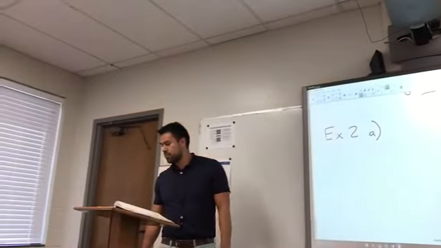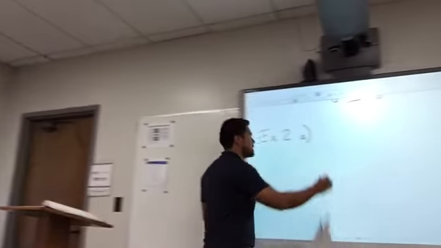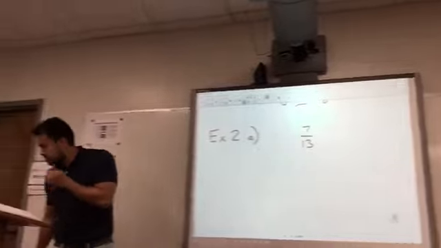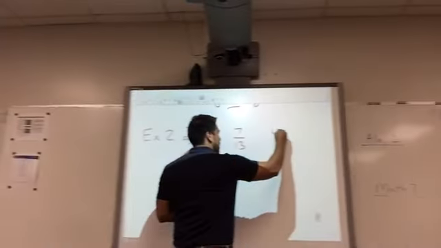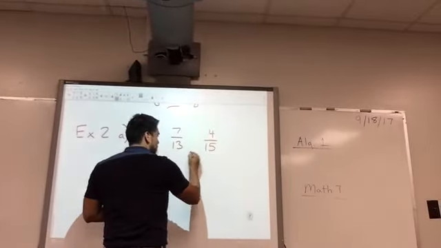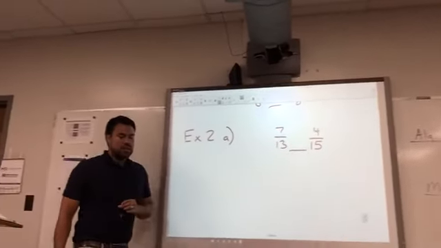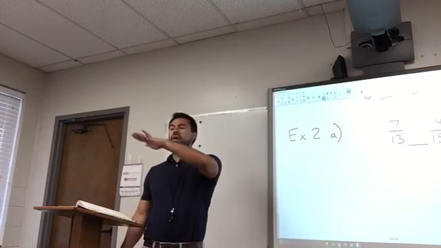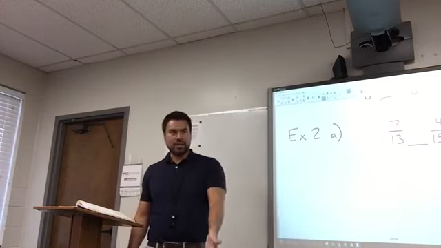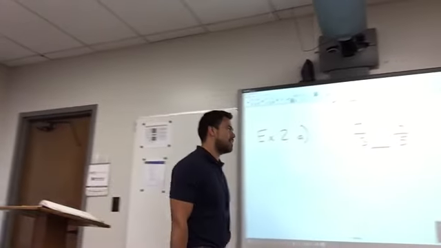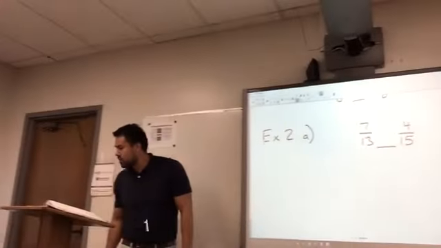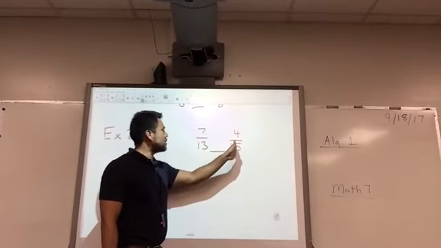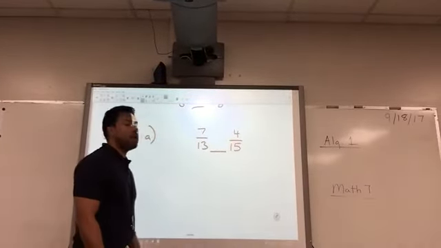So example 2, A, 7/13 compared to 4/15. Guys, there are multiple ways to work these problems out. We looked at last year a few ways of doing it, but here's a way you can always do it, and you can always get it right. Okay? So here's the way to do it, and make sure I have the correct signs. Is 7/13 greater than or less than or equal to 4/15? I don't know. So what I'm going to do is this.